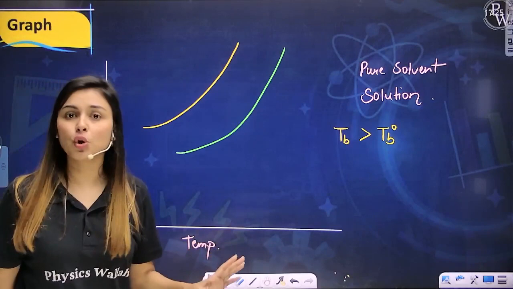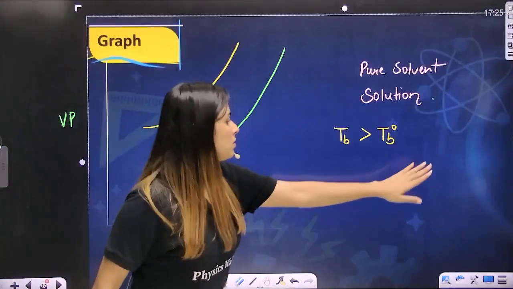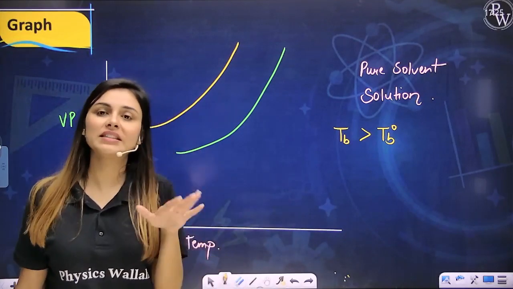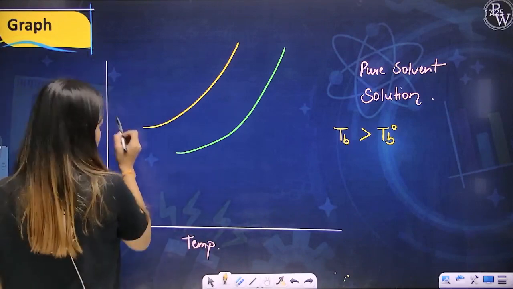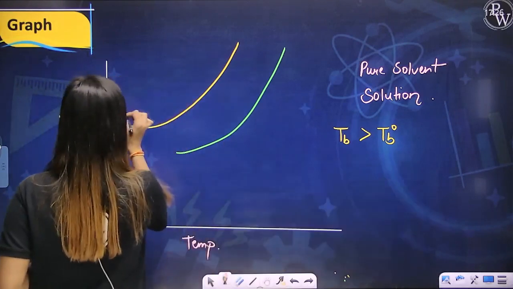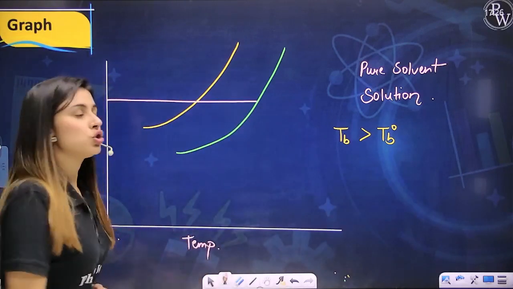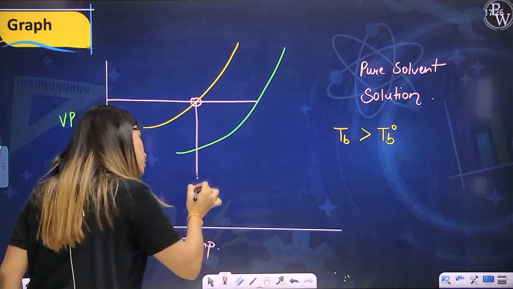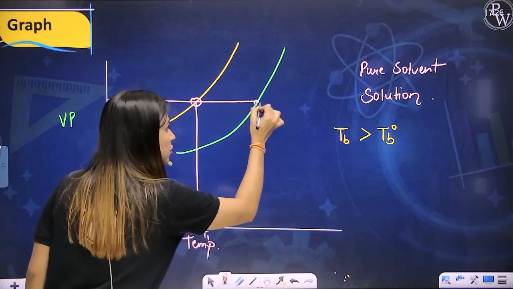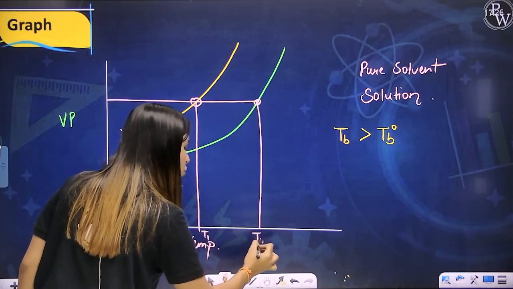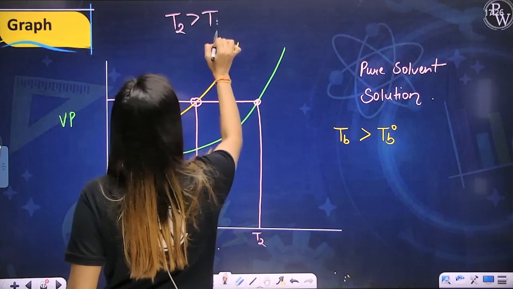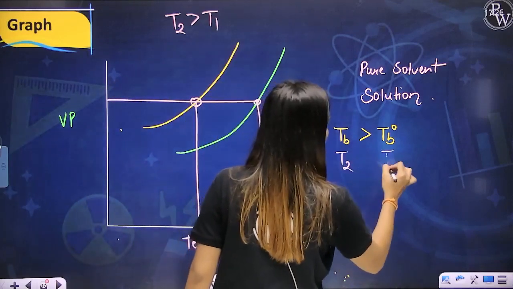So now, my dear students, what will I do? I'll fix the vapor pressure. So let's fix the vapor pressure now. I'll use this color. I have fixed the vapor pressure now. So the temperature corresponding to this is T1, and the temperature corresponding to this is T2. I know that T2 is more than T1, right?